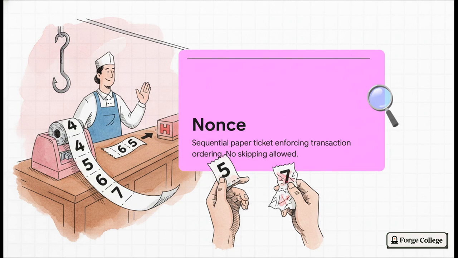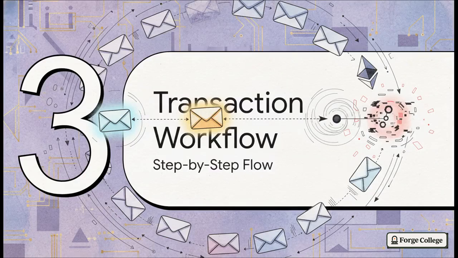You absolutely cannot skip numbers, and you definitely cannot replay a ticket number you've already used. It's a strict system deliberately designed to prevent out-of-order or duplicate processing. Which brings us to Section 3, the transaction workflow. Let's look at the step-by-step flow.